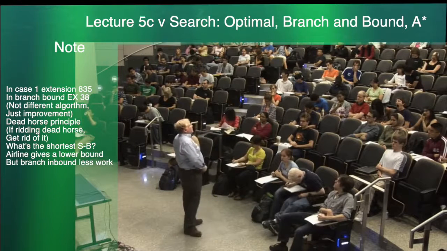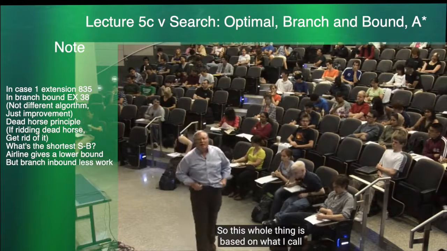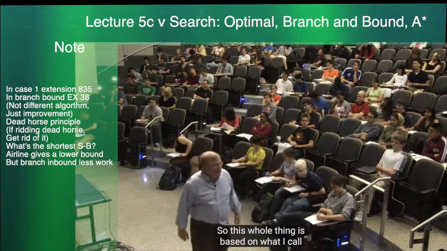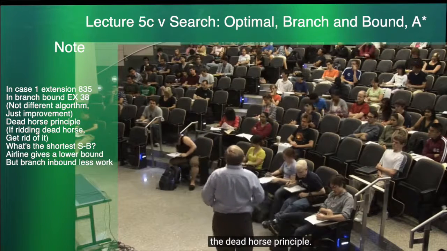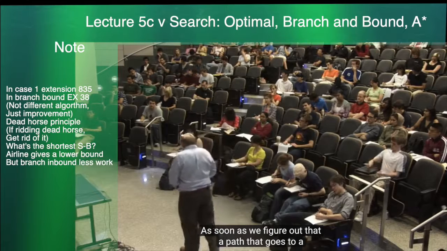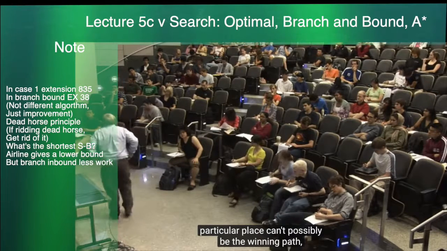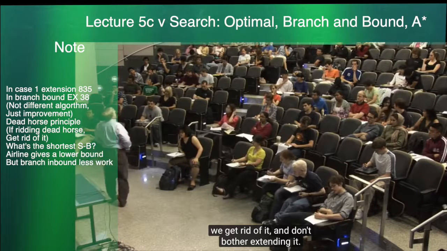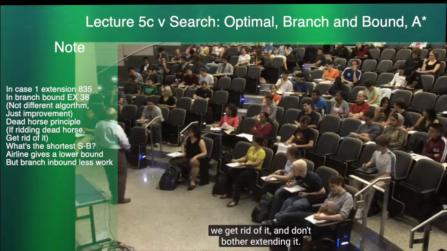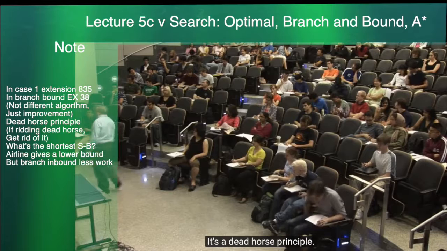So this whole thing is based on what I call the dead horse principle. As soon as we figure out that a path that goes to a particular place can't possibly be the winning path, we get rid of it and don't bother extending it. It's a dead horse principle.